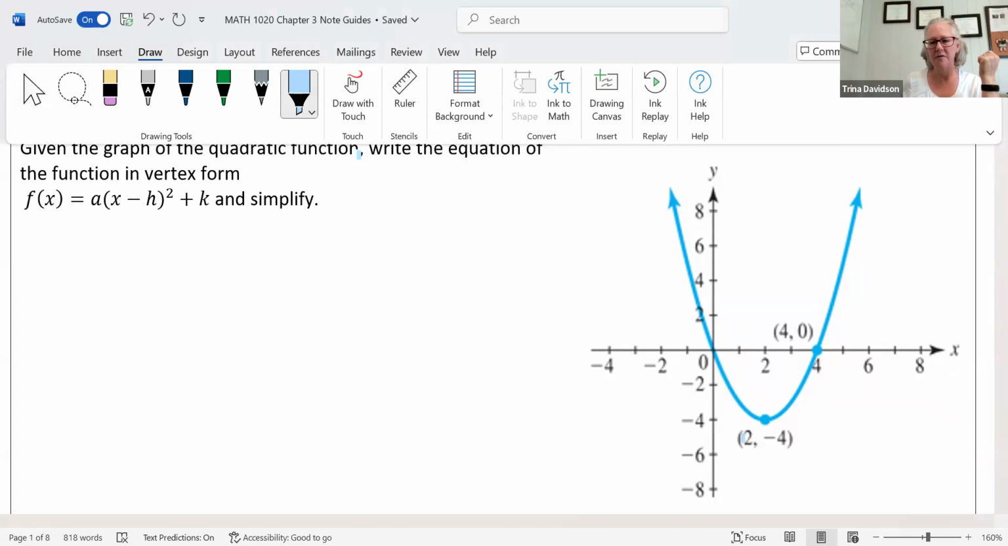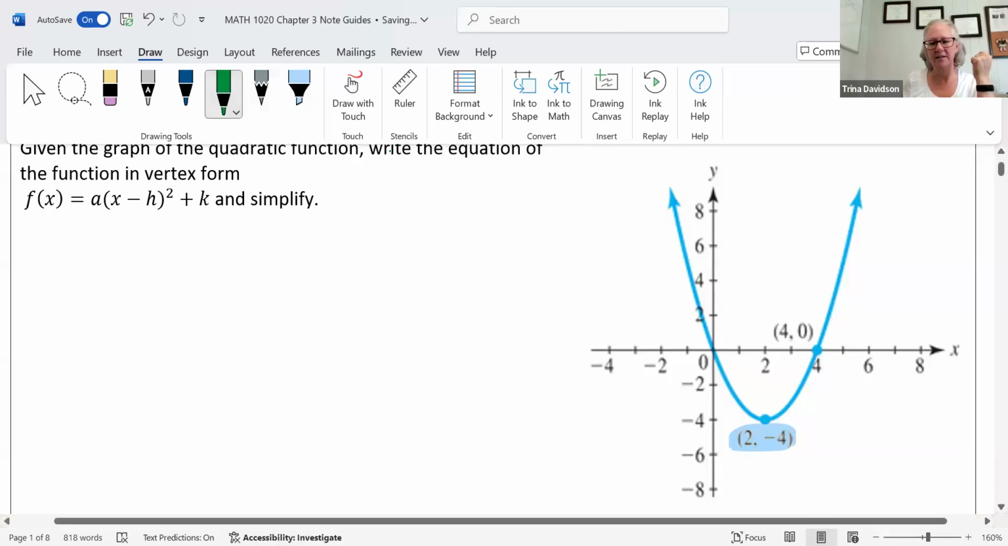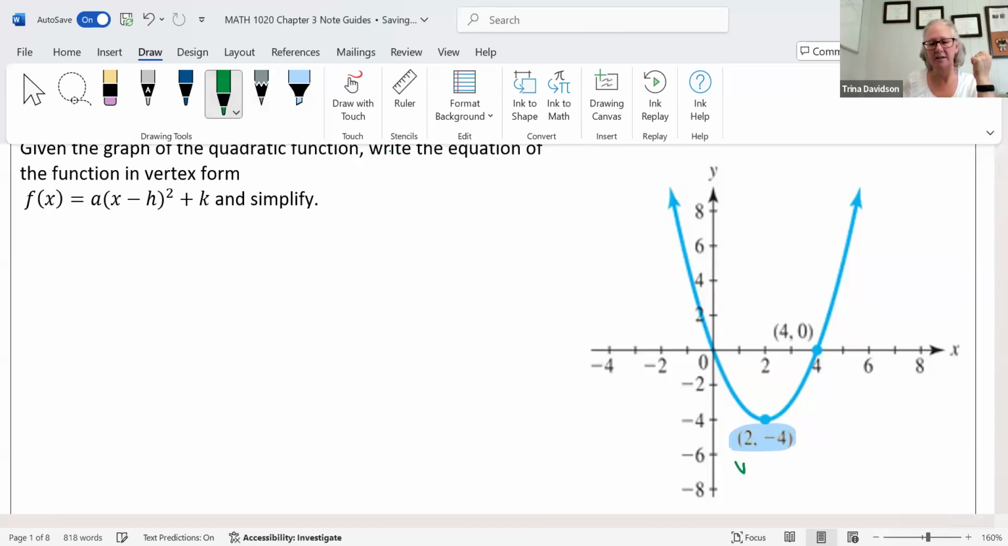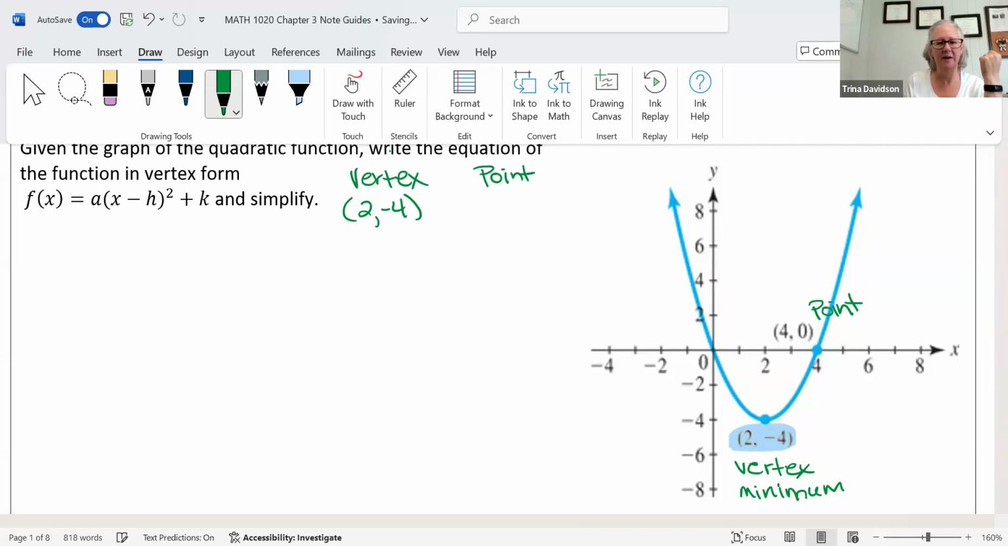So with these, they either have an absolute lowest point or an absolute high point. So this has a low point, that's the vertex. It's also referred to as the minimum. And then this is just another point on the graph. All right, so the vertex is at 2, -4. And we have another point, and that's just a random point at 4, 0.